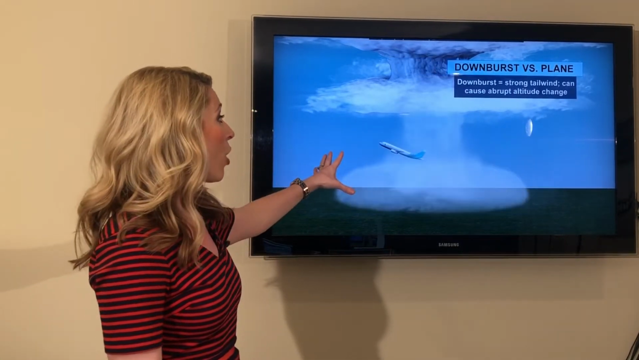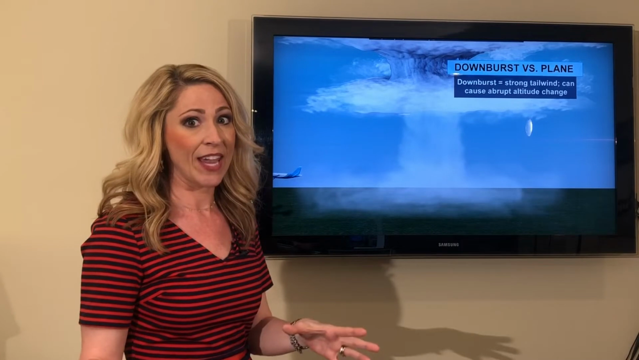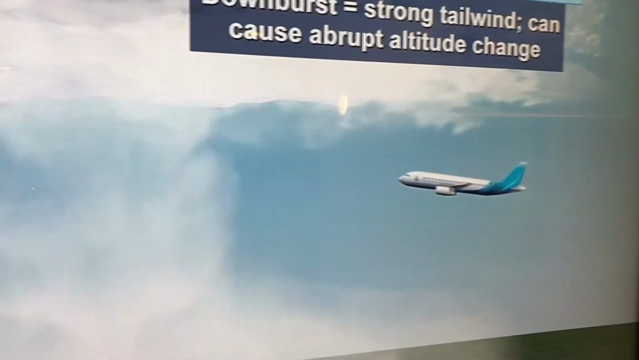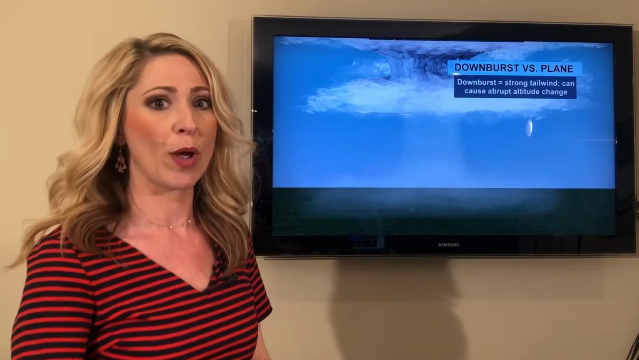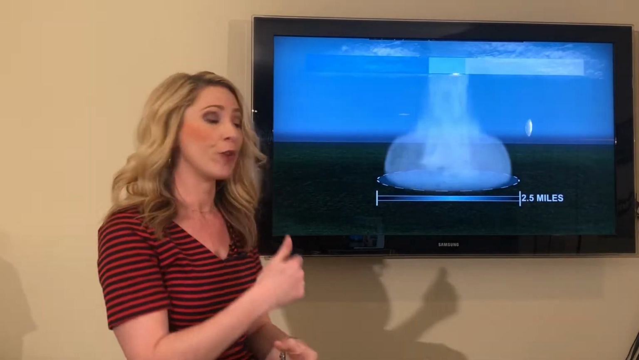It also can cause huge problems in the aviation industry. This has happened before where airplanes are coming by, you get a downburst, they fly into it, and it pushes them out of altitude very quickly. So that's why radars are so important near airports, so we can look for those downbursts.